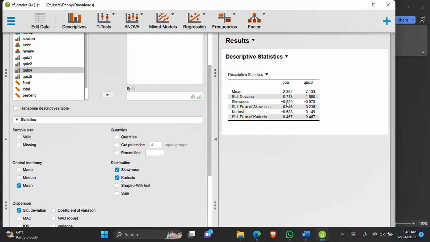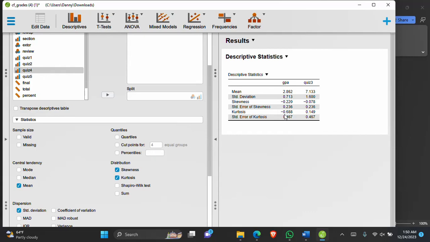Also, this means that the distribution is flatter than the normal distribution. Also, this one is negative, but you can see it's very close to 0. This indicates that the distribution is nearly symmetrical.